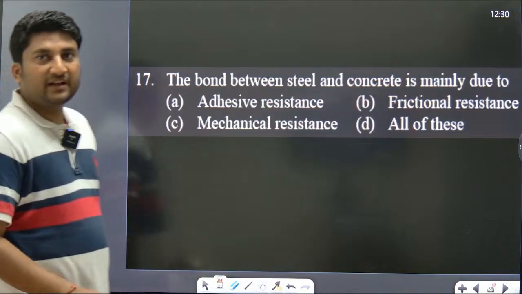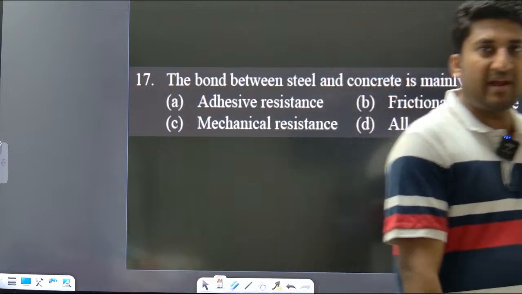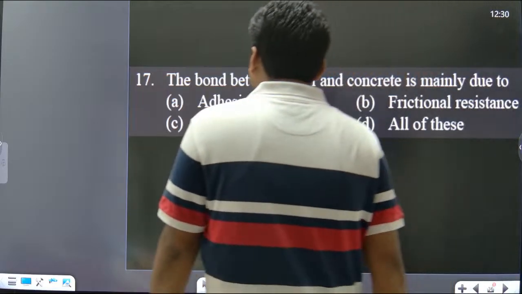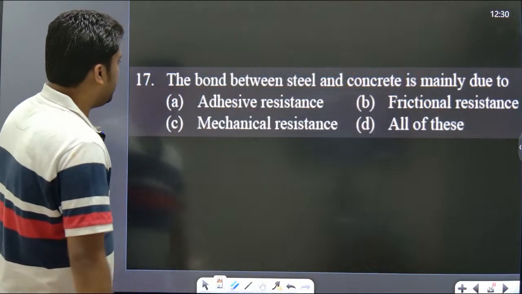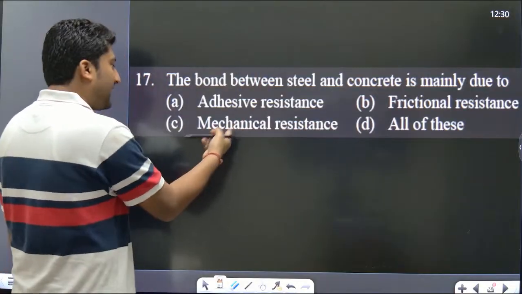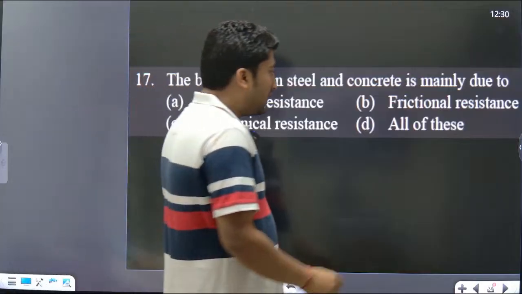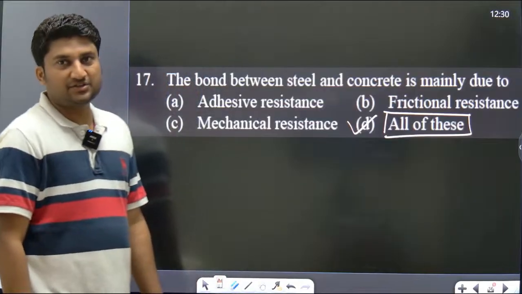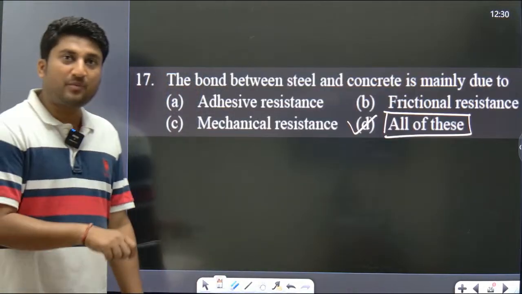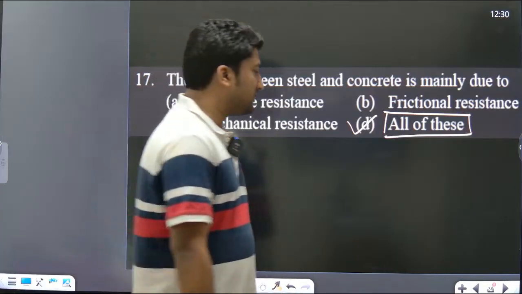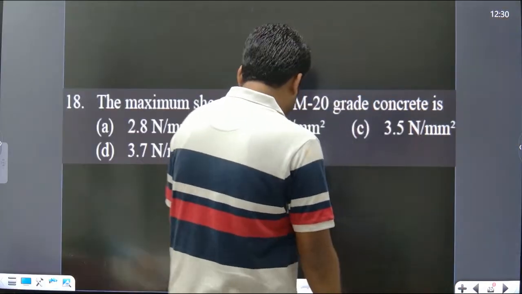Here the correct answer is all of the above. By logic you can apply the answer. Yes or no? The bond between steel and concrete is mainly due to adhesive resistance, as well as frictional resistance, and mechanical resistance also. Understood? So all of the above is the correct answer. Concrete holds the reinforcement because of adhesion, friction and mechanical action. Now moving ahead with the next question.